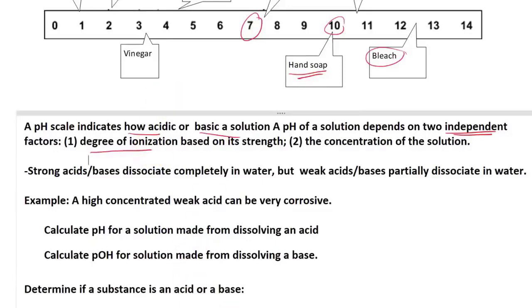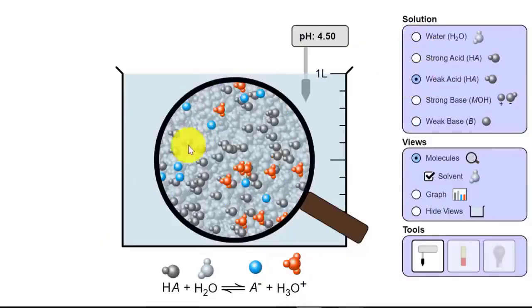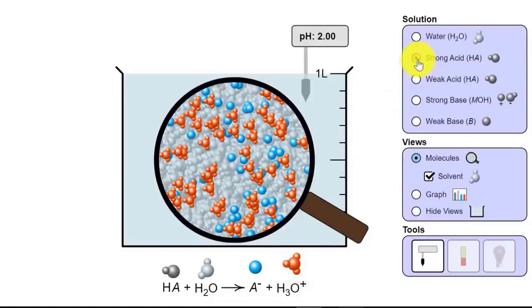Let's go back to our simulation right here. I have a weak acid right there. See how it's very little? This would be the acid right there. See how it has very little orange part, which is the H3O+? If I turn to a strong acid, look at that. Do you see any more of this left in there? No, because it has completely dissociated.